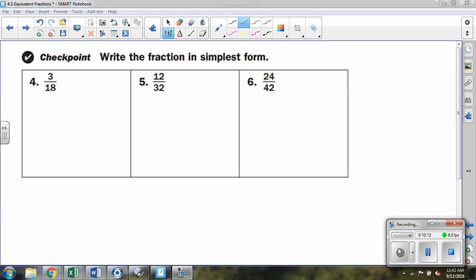Okay, so quickly, let's simplify them. And we will skip number 5, just to save us some time. What can we divide out by? 6. For 3 and 18? They have a 3 in common, so when we divide by 3, we get 1/6.